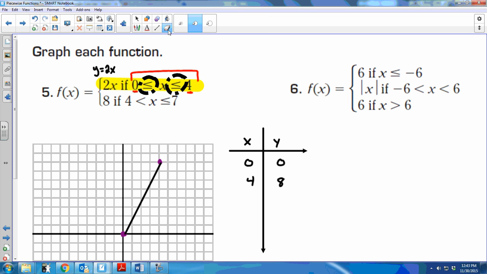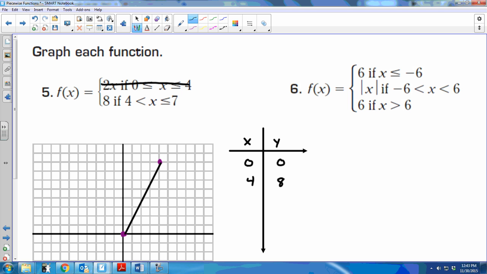Okay. Is everyone okay with the first part of the graph? There's nothing else to do. We graphed what it's supposed to look like from 0 to 4. We're done with that part. You could ignore it for now. Okay, and we'll graph the second piece. So the second piece says f of x equals 8 from 4 to 7. So what does the equation y equals 8 look like?